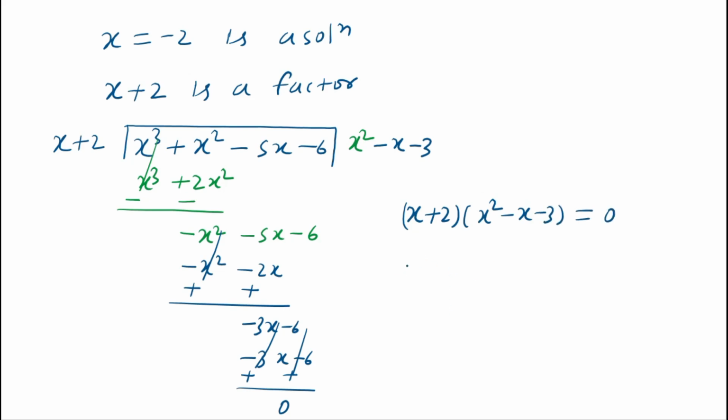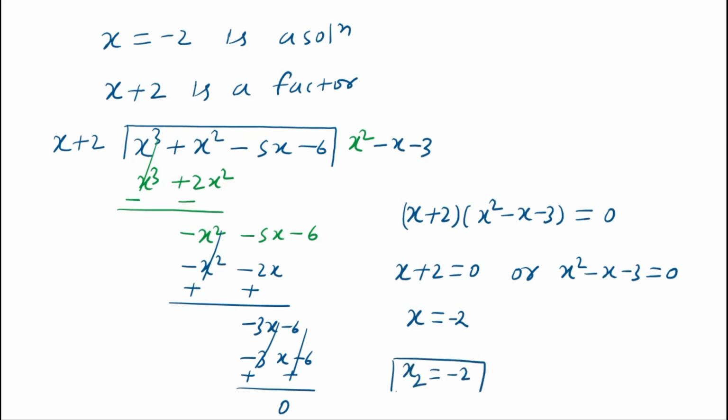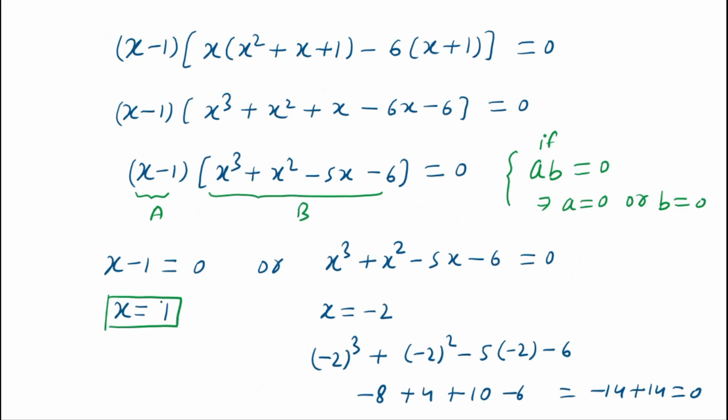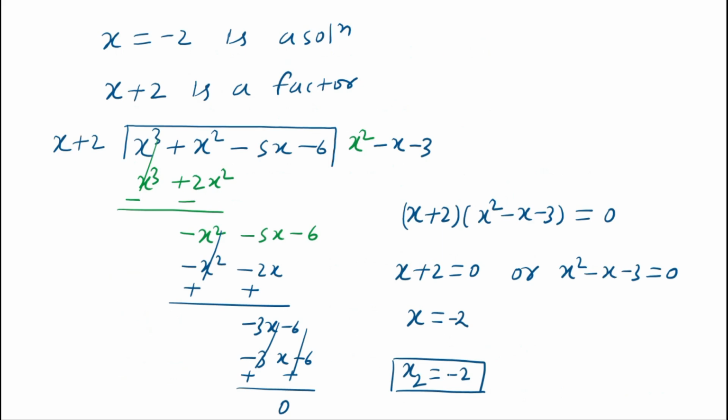Then we have two cases: x plus 2 equals 0 or x square minus x minus 3 equals 0. Here the value of x is minus 2. This is the second solution. Let's say this is x2 and this equals minus 2. And we know that the first solution is x1 equals 1. This is the first solution and this is the second solution.